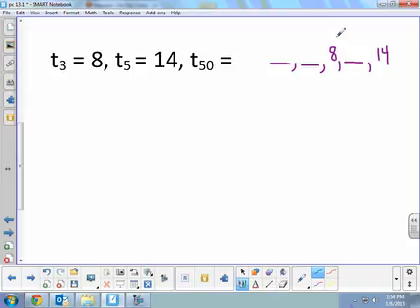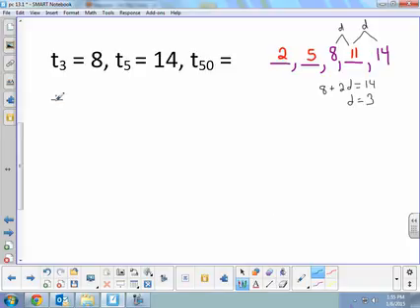And the one thing I know about arithmetic is you're adding the same amount each time. So going from the third to the fourth, I increased it by D. From the fourth to the fifth, I increased it by D. So 8 plus 2D would equal 14. If you solve for D, you get that D is 3. So 8 plus 3 would be 11. 11 plus 3 is 14. That works out. I'm just going to work backwards here. Subtract 3. So now I know the first term and I know my common difference.